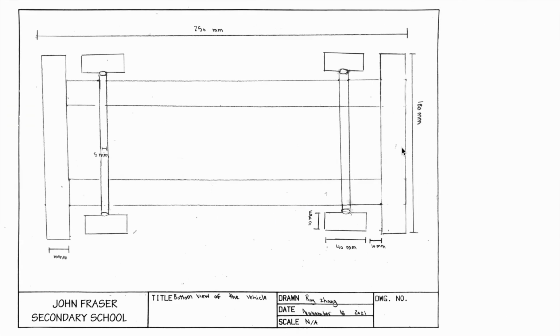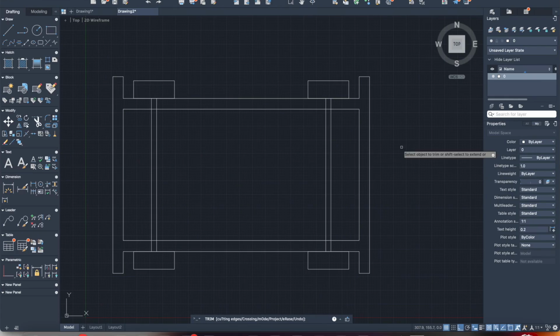Okay, if we take a look at this diagram, I think we've covered the basics here. So we have our top view completed, and now we can move forward to copying it and making a 3D version of it.